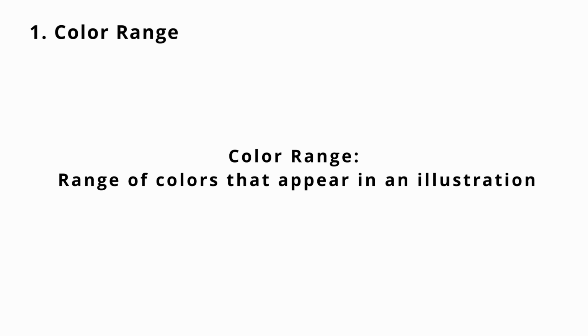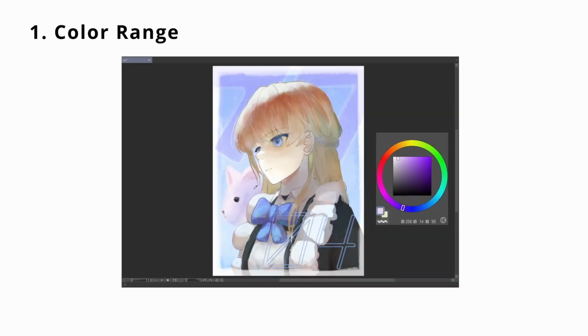A color range is a range of colors that appear in an illustration. Pretty self-explanatory, but to make it easier to explain what I mean, I'll go through an example. With the color pick tool, go over an illustration and pay attention to the saturation. Ignoring the outliers, the range of color that is color picked often is the color range for saturation.